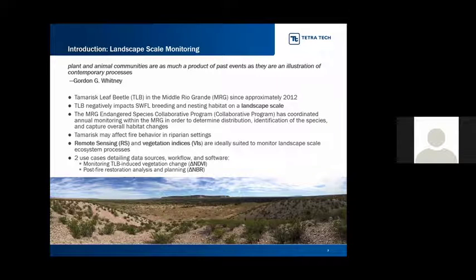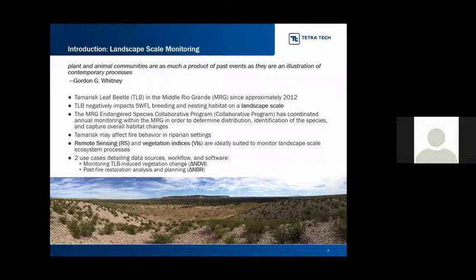So the Tamarix leaf beetle itself has been in the MRG since around 2012. It's known to negatively impact flycatcher breeding and nesting habitat. Of course, it can create an ecological trap for nesting flycatchers. A lot of problems with the Tamarix leaf beetle that I'm sure folks are well aware of. So these tools can be used to track defoliation and quantify it.